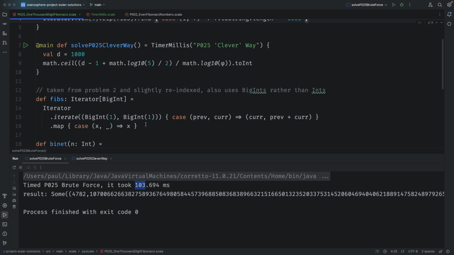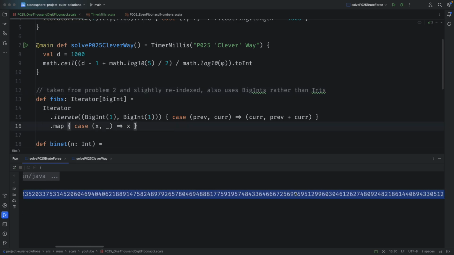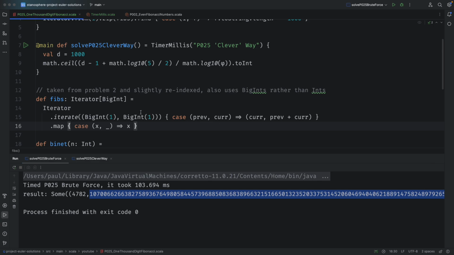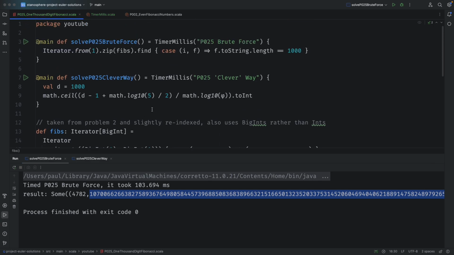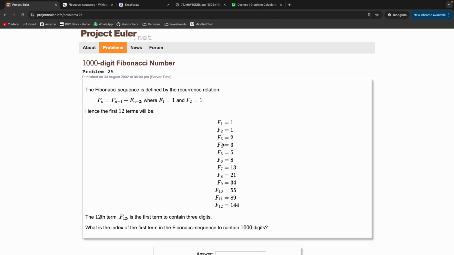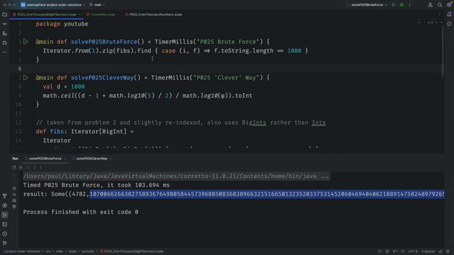So the point is, I've re-indexed a little, and importantly I've used big ints rather than ints, because it's 1000 digits, that's actually the number there, the first number that's over 1000 digits long. So that's why I've had to use big ints, and I've re-indexed as well. And then literally all we do is take our iterator of indexes, which are just 1, 2, 3, and so on, zip it with our iterator of Fibonacci numbers, and find the one number such that the length is equal to 1000. It's not that exciting, and it just kind of works.